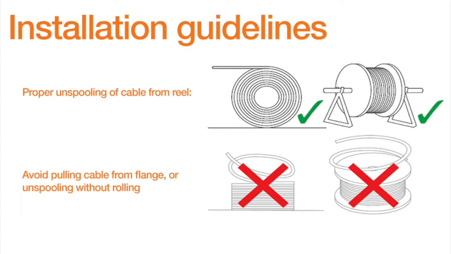So the first thing to think about with installation guidelines is actually the cable itself and not even dealing with the cable carrier. When you get the cable on site, you need to unspool it properly. And you're always going to want to pull from the top over the reel, as you can see in the top left-hand picture, where it shows the proper unspooling of a cable from a cable reel, and the top right-hand, it shows the cable reel on a stand. And in the bottom half, you see that you want to avoid pulling the cable over the flange while it's on the ground and just pulling it up and over.